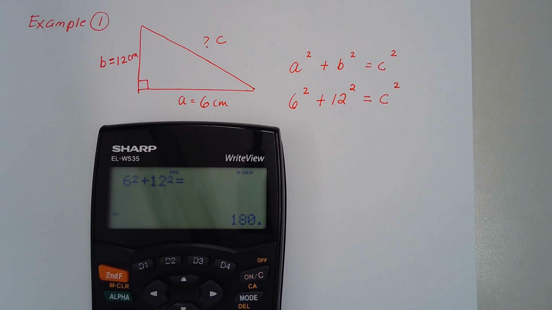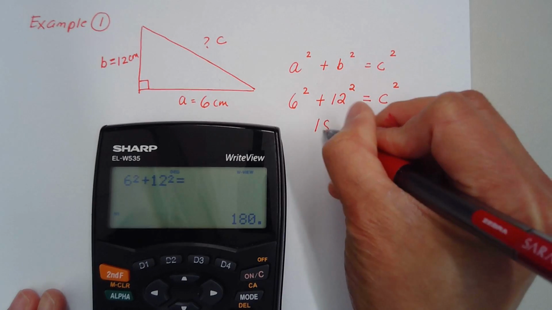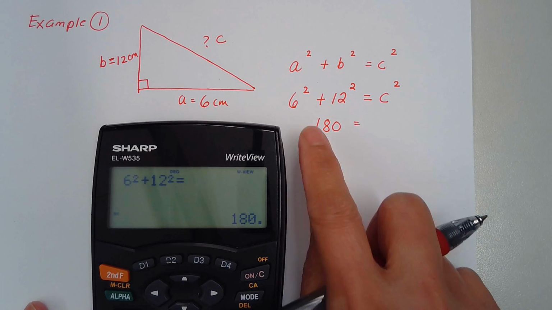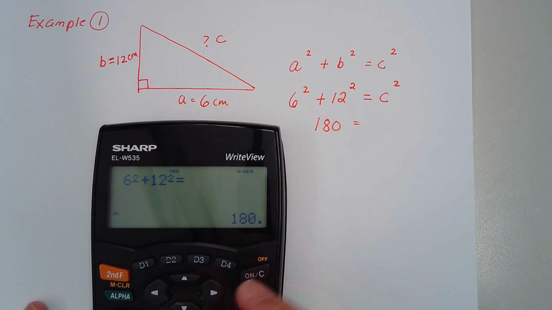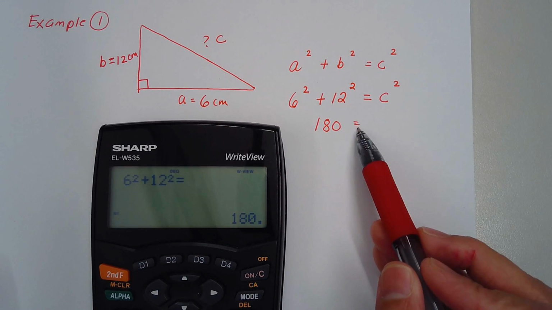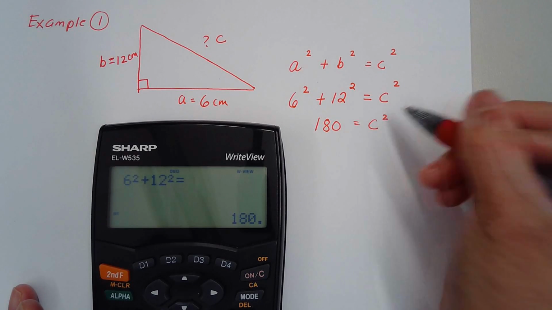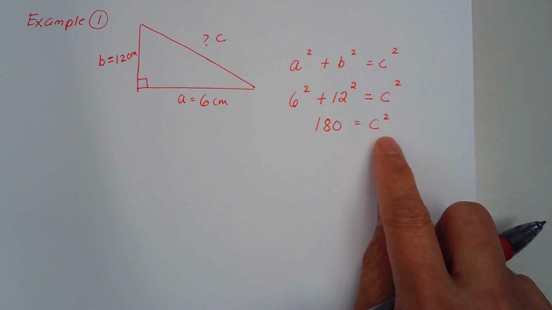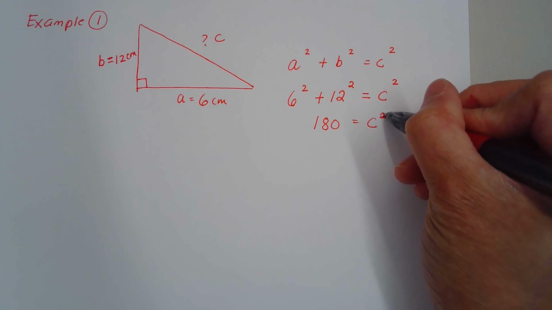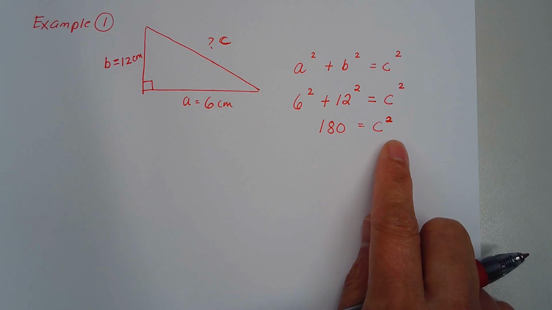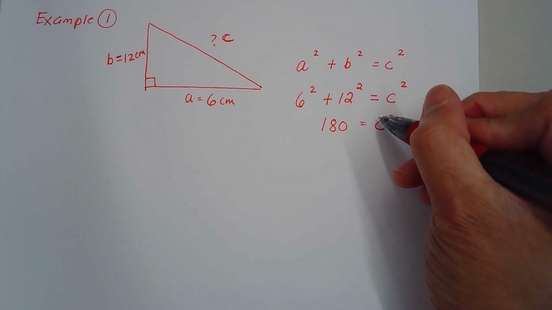Now your calculator is actually doing the order of operations. Remember BEDMAS? Exponent first and then addition. Exponents, those are the squares, and then addition. So everybody got 180. 180 is equal to C squared. Well, we don't want the square in our centimeters. So this is the length of this side. Now to get rid of the square, the opposite of squaring is square root. So we're going to take the square root of this side, and the square root of this side.